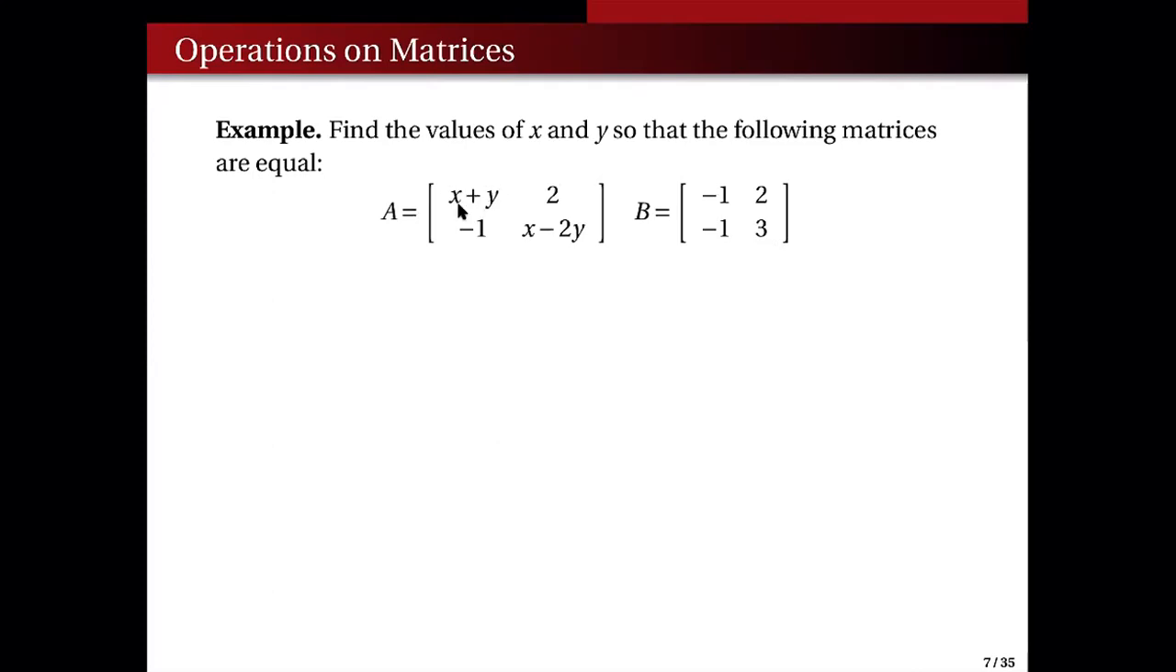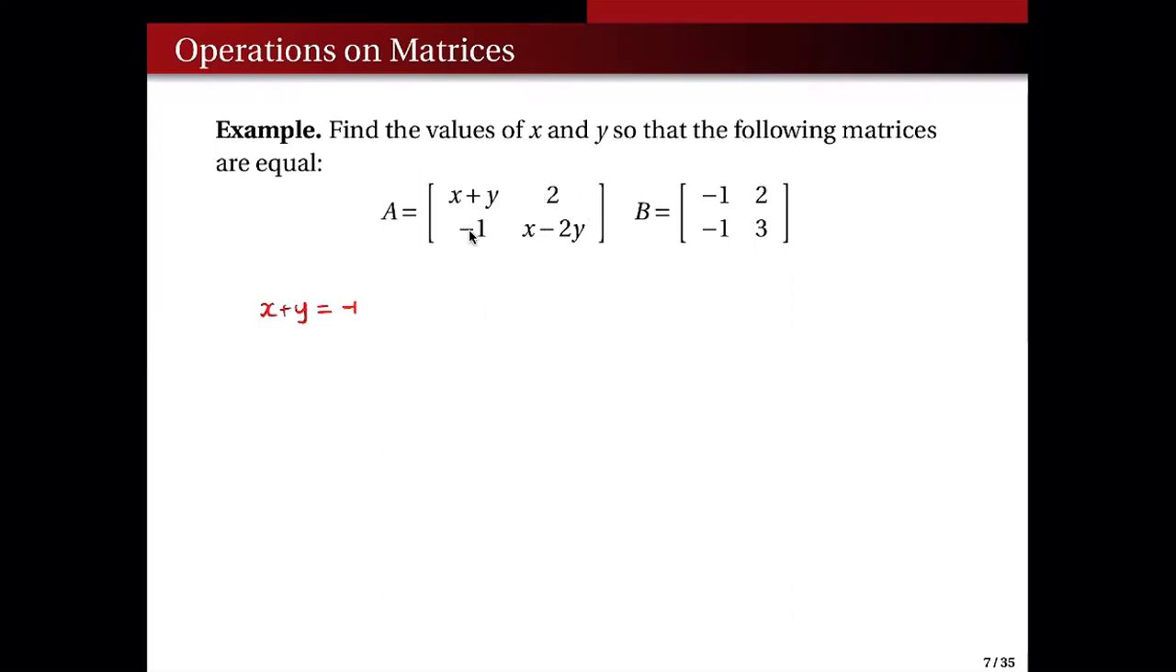This means this is your a11 entry. This is the a11 entry of B. So the a11 entry of A and the a11 entry of B. This means that your x plus y must be equal to -1. So x plus y must be equal to -1. This entry here equals this entry. They are both 2.